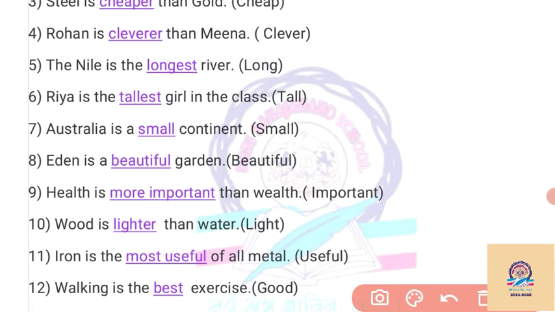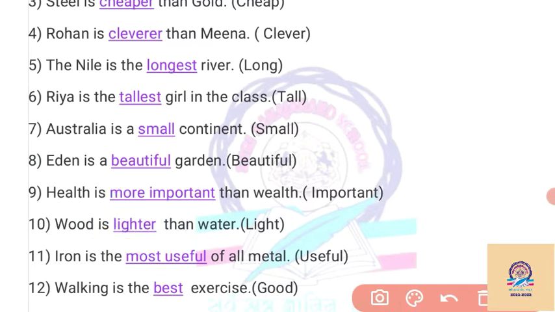Wood is blank, then wood is blank, then water. The word "than" is given here, and we are comparing wood and water. So when we compare wood and water, it is the comparative degree, so we have to write the comparative form of light. Light changes into lighter, we have to add er.